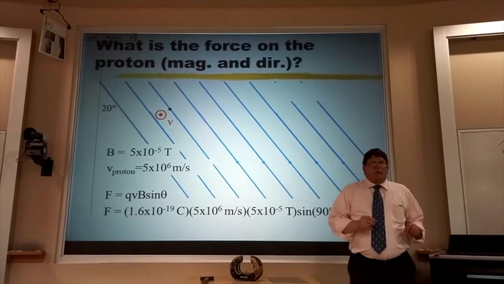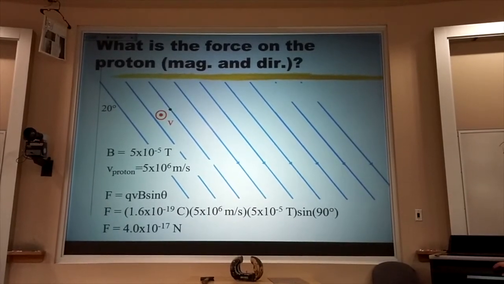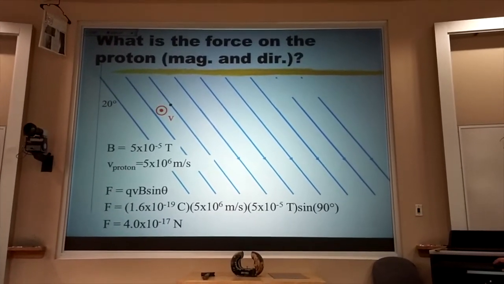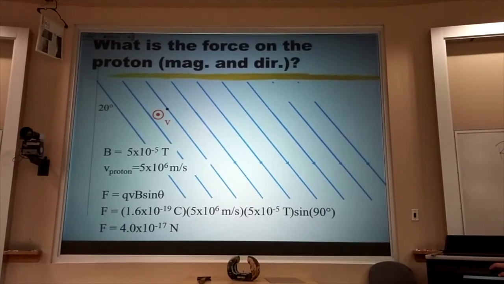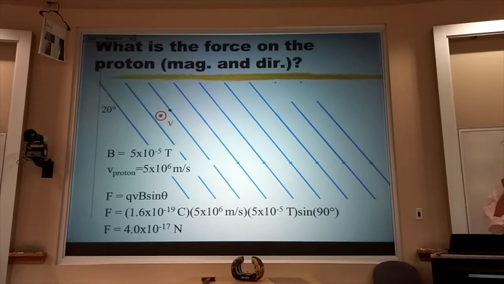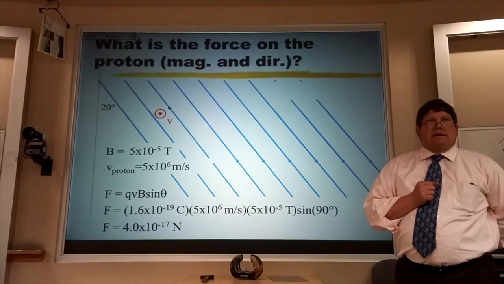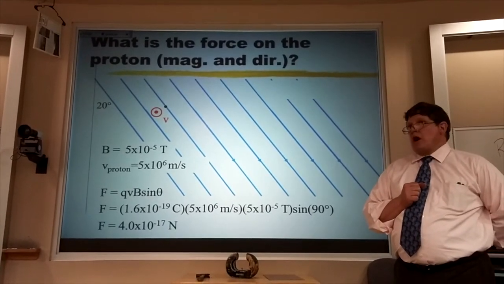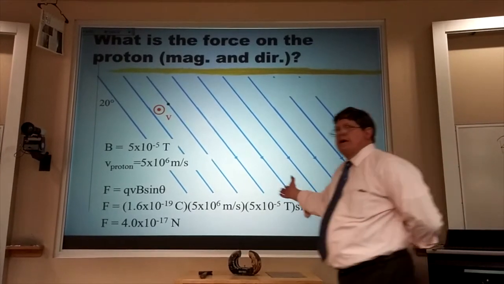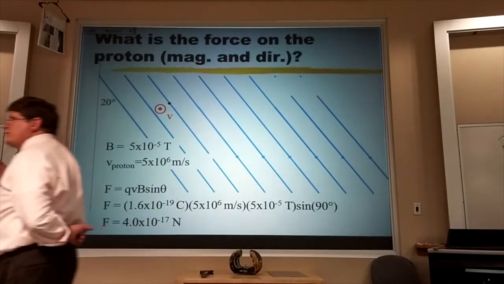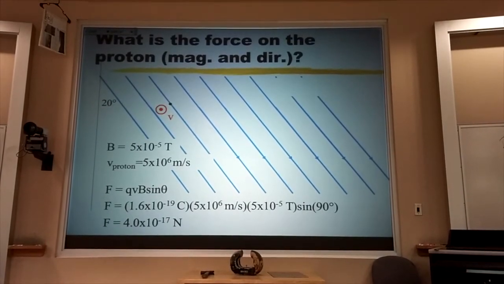Now, we find a number that none of you care about because we didn't have to turn that one in, but it's 4 times 10 to the minus 17 newtons. That's an incredibly small force. But you remember that it's acting on an incredibly small mass, 10 to the minus 31 kilograms. And so this is going to cause an acceleration so large that if this were you instead of the proton, it'd kill you instantly. Huge acceleration.